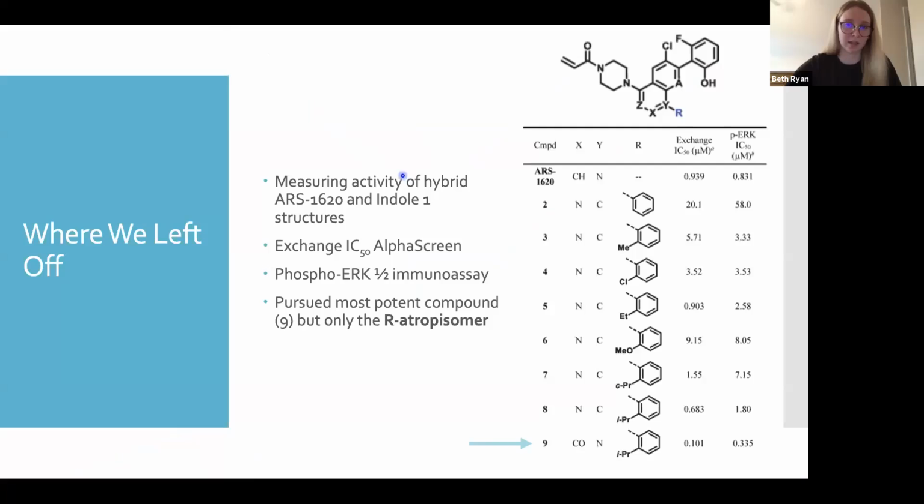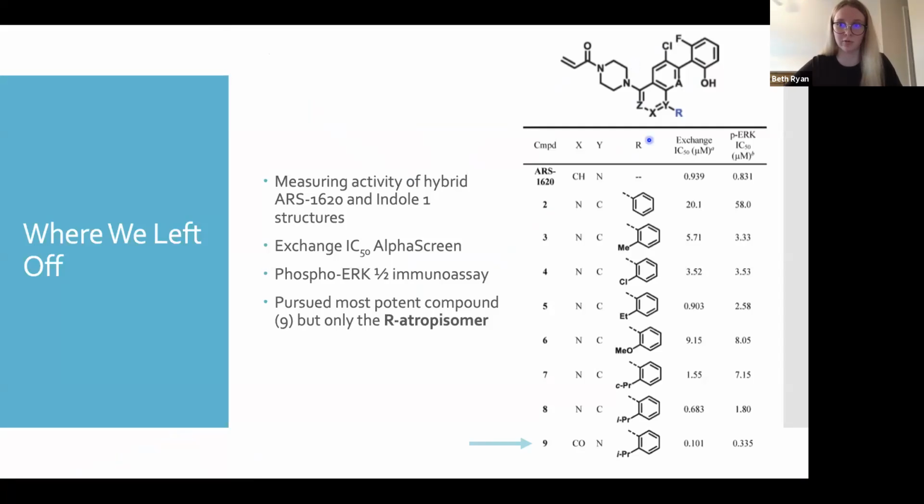So like we said, where we left off, they were measuring the activity of this hybrid compound between ARS 1620 from the Nature paper in 2013 and indole-1, which was their original structure, so like what they first started with. And that was the one, if you remember, had like this weird cyclopropane attachment and just wasn't very good in the pharmacological properties, but it was a good inhibitor. And so they decided to make like this hybrid and see where they could go from there.